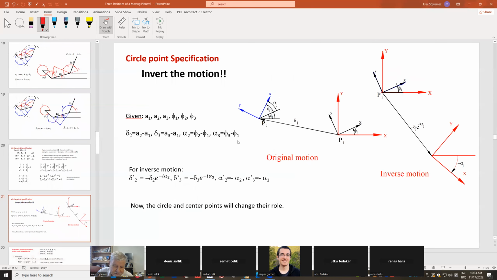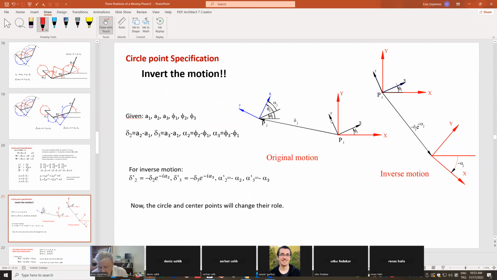Or, let me say this, invert the motion. We have seen that if you have a solution for a center point, you can always convert it to a circle point equation by simply inverting the motion. This is your original motion. I have a fixed frame. I have a moving frame from position 1 to position J.